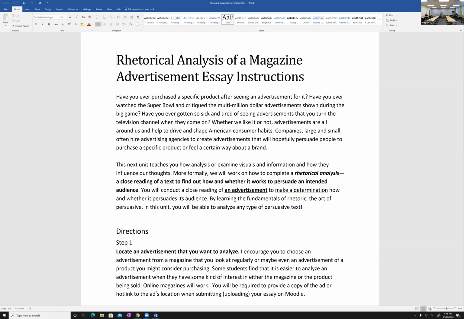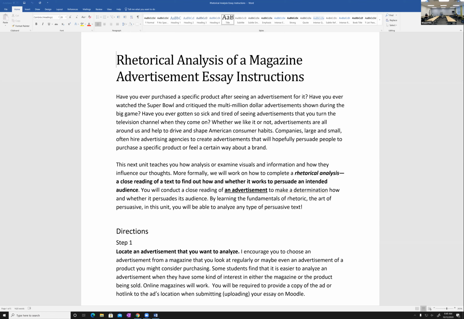The formal item is a rhetorical analysis, and what that really means is a very close reading of a text to find out if it works to persuade a specific audience, or its intended audience. In other words, they're not just trying to persuade everyone. They're actually targeting a particular group to try to persuade them to purchase a specific product. How are we going to do that? We're going to be looking at a very close reading. We're going to be examining an advertisement. And we're going to make the determination of how and even whether it persuades its audience.